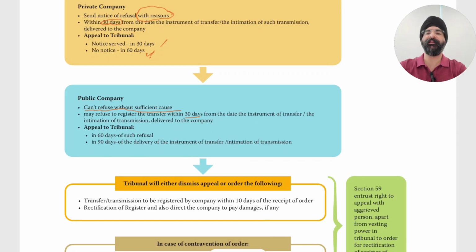Now, in case of public company, this timeline, that earlier timeline was that if company has refused, then within 30 days you can appeal to tribunal. But here you have 60 days time to appeal to tribunal, and if company has neither transferred, transmitted nor reverted, and it's a public company, then you have 90 days time to appeal to tribunal.